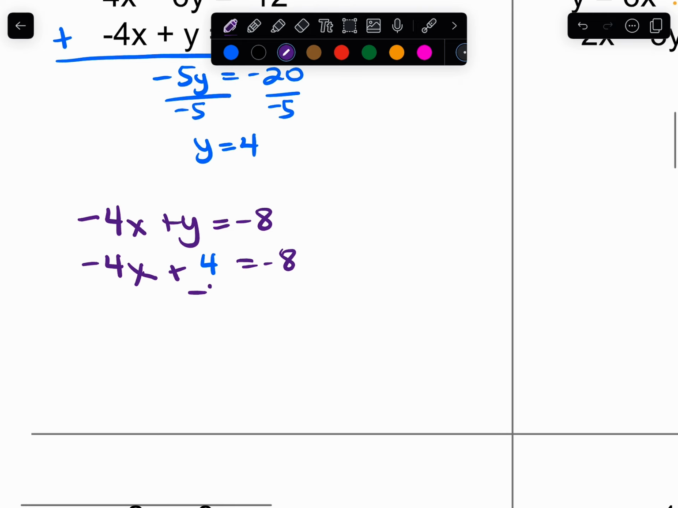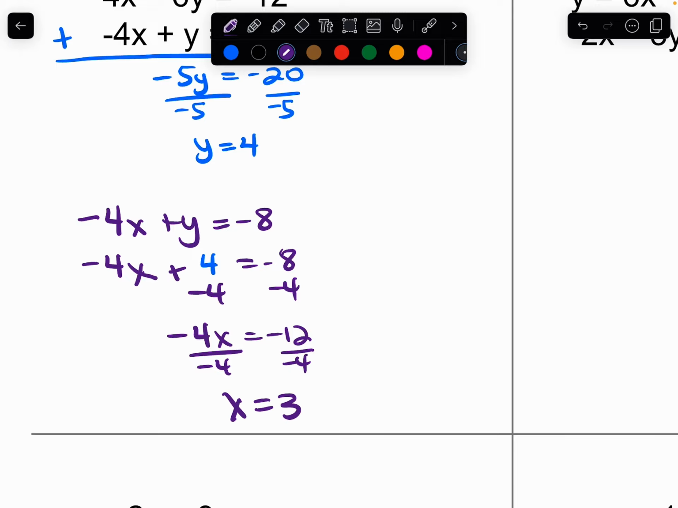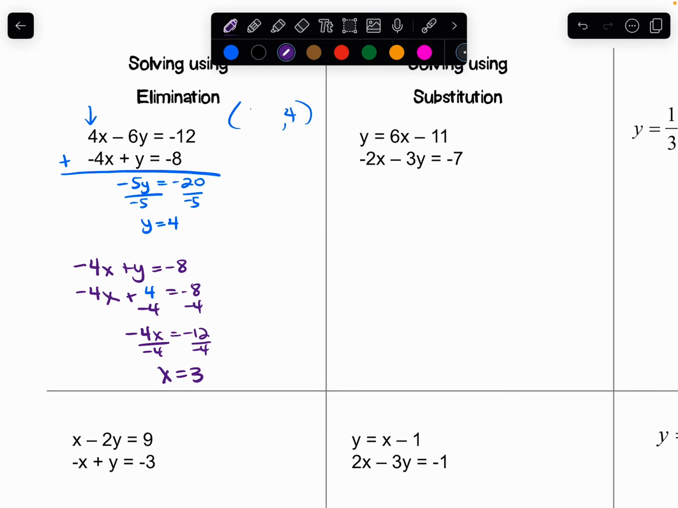So when I do this, I'm going to subtract 4 from both sides. Get negative 4x equals negative 12. Divide by negative 4 and get x equals 3. So the point is (3, 4).